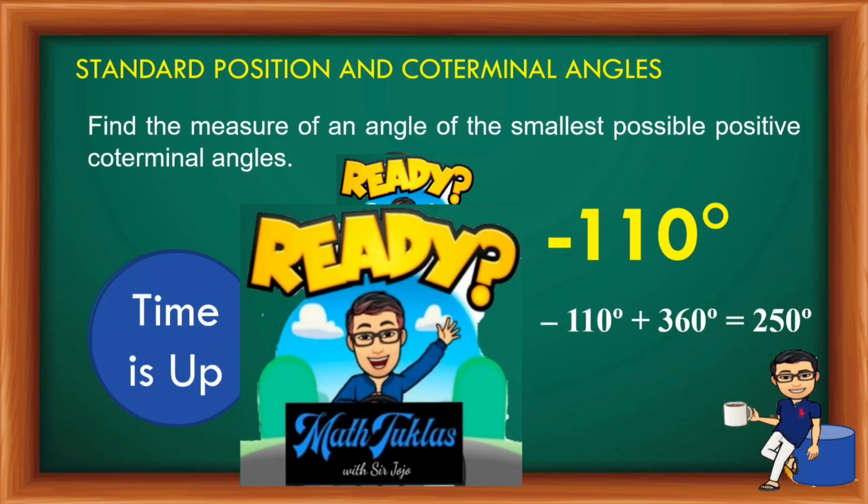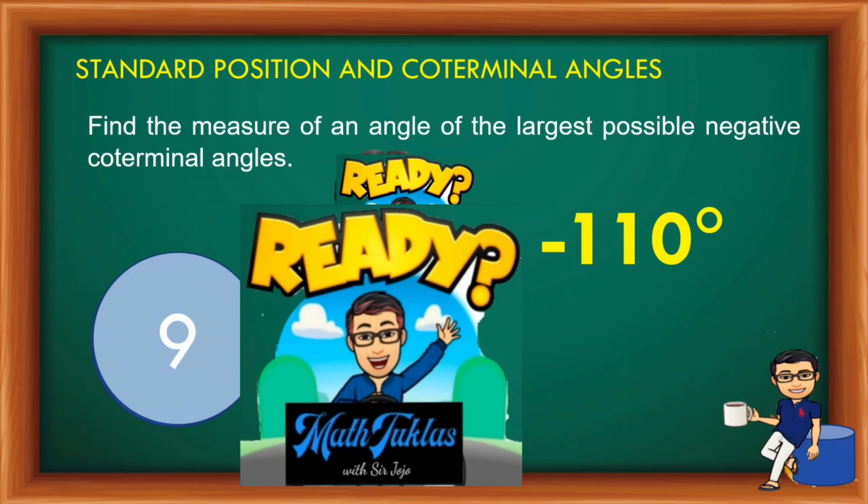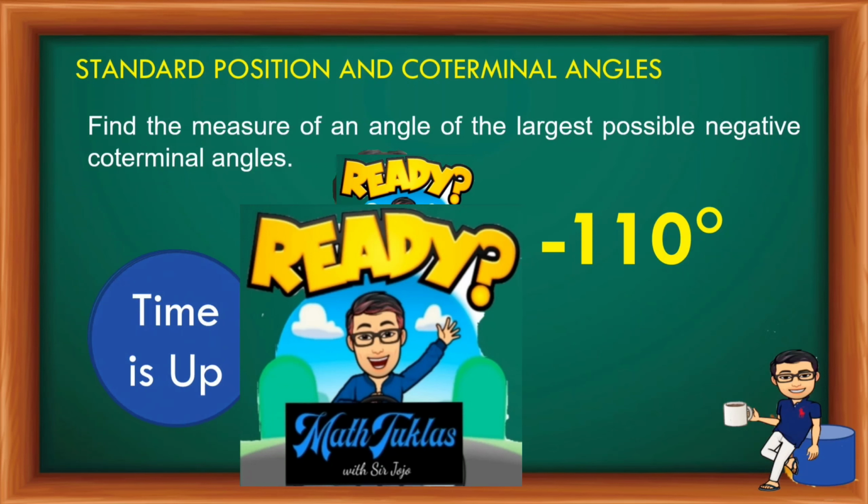Let's have this one. The same given, 110 degrees. But this time around, you are going to work on subtracting it by 360 degrees. The time start now. Time is up. If your answer is negative 470 degrees, you are correct.